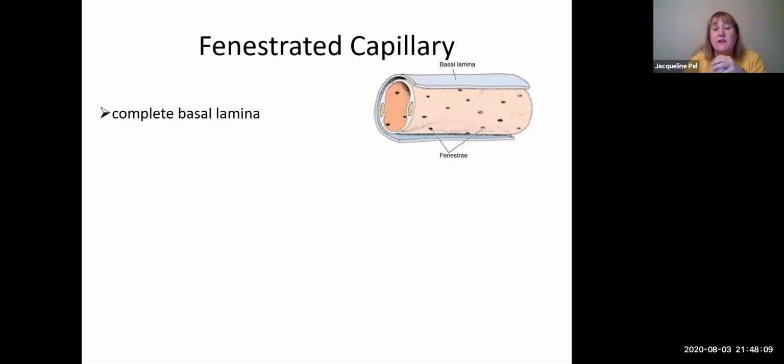The second type is the fenestrated capillary. Fenestrations are little holes. It looks like someone took a little hole punch or took their little pencil and poked little holes in the endothelial cell. If you notice, the basement membrane is normal.